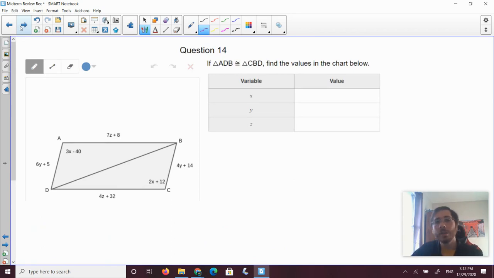All right, for 14, we know that these two triangles are congruent. Find the values in the chart below. Well, since these two triangles are congruent, we know by CPCTC that the corresponding parts of congruent triangles are congruent. So that means, because we were told that they were congruent, AB, the two letters on the ends, has to be the same as CD.